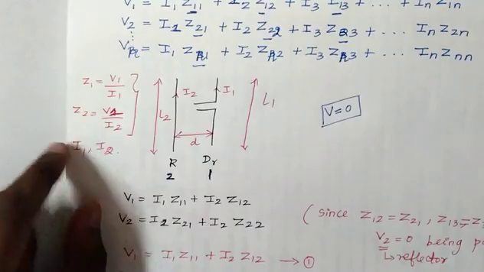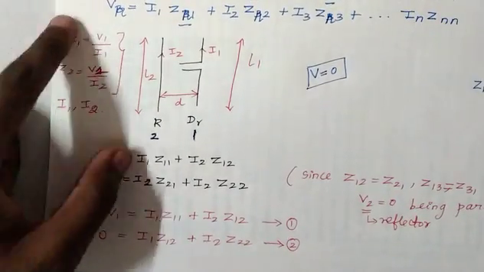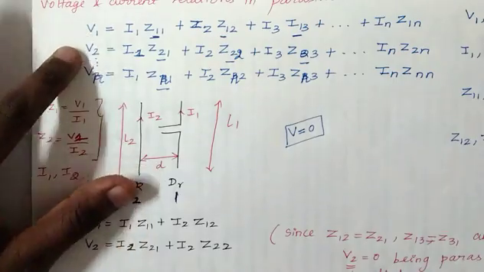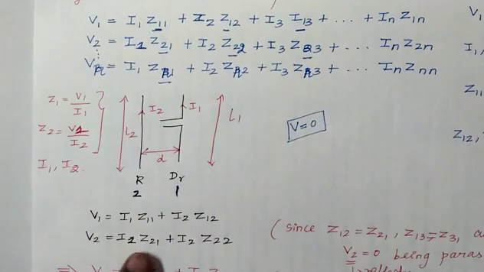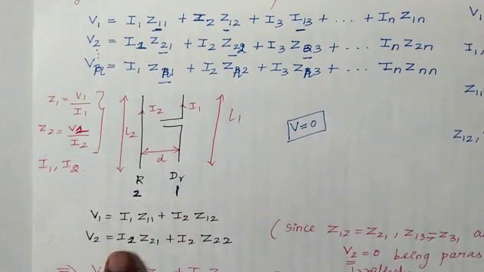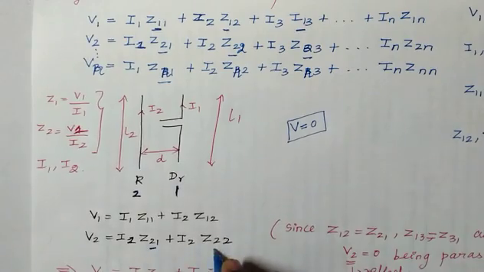So V1 by I2. So now we are going to find I1 and I2 and we are going to finalize Z1 and Z2. This equation can be reduced in V1 and V2. So V1 is nothing but I1 into Z11 plus I2 into Z12, and V2 can be represented as I1 into Z21 plus I2 into Z22.